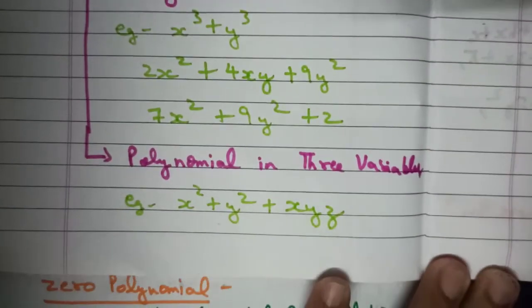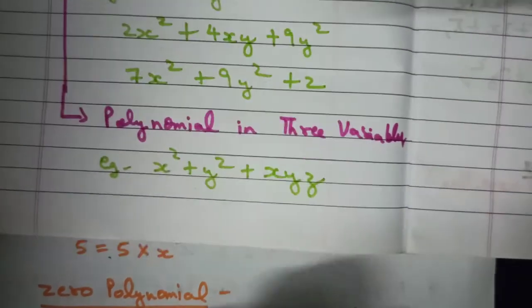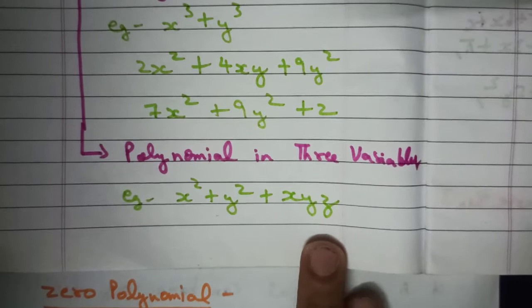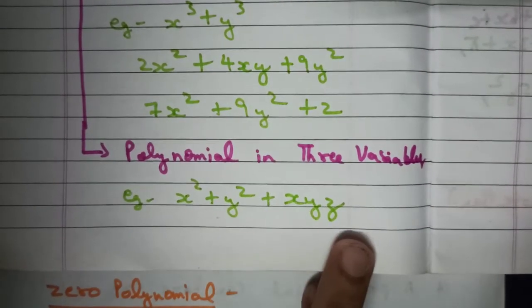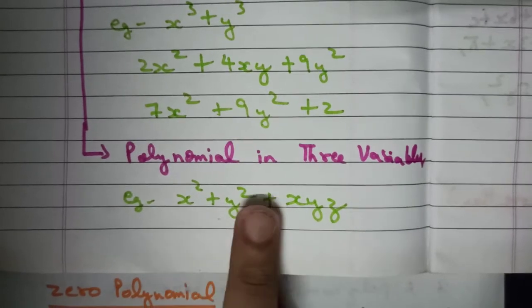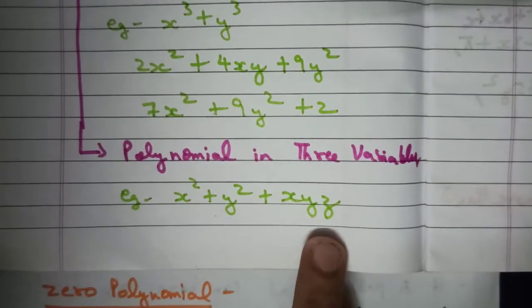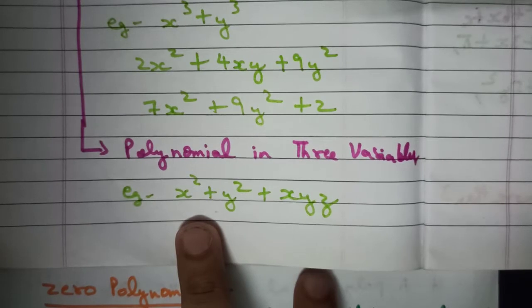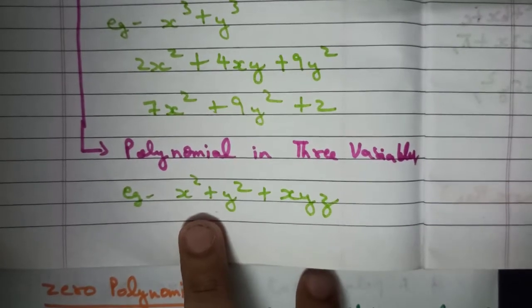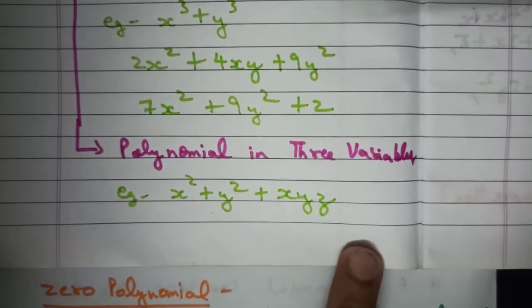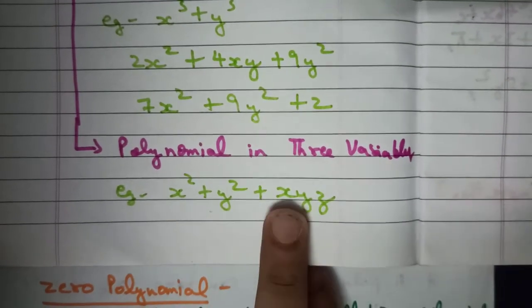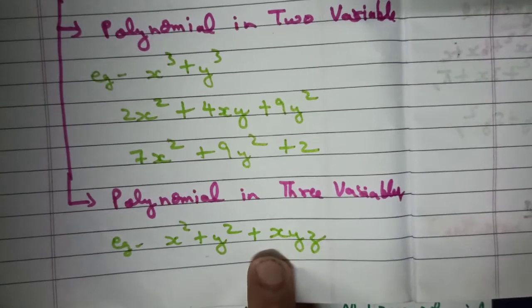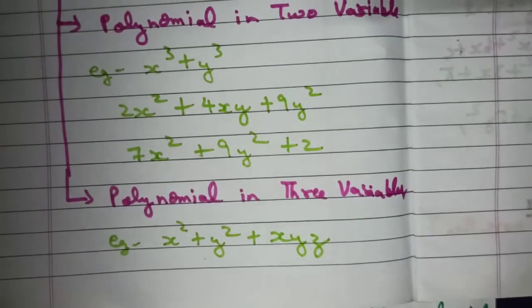7x square plus 9y square plus 2. Here also x and y are the two variables in the given polynomial. Third, polynomial in three variables, that is x square plus y square plus xyz. So here you can clearly see that there are three variables, x, y and z. So these are the three variables in the given polynomial. So we say that this is an example of polynomial in three variables.